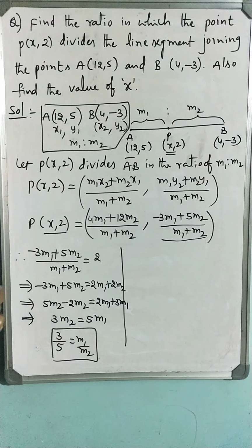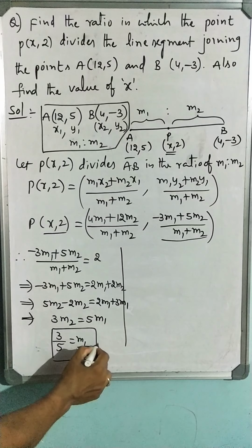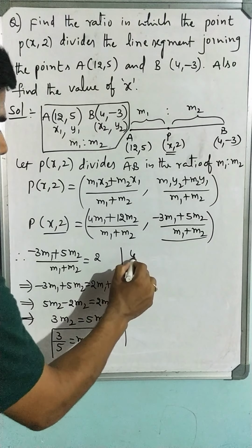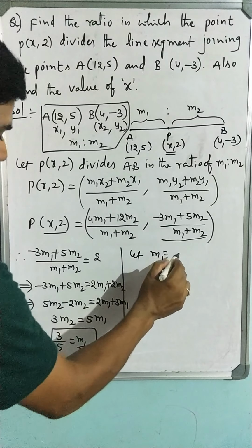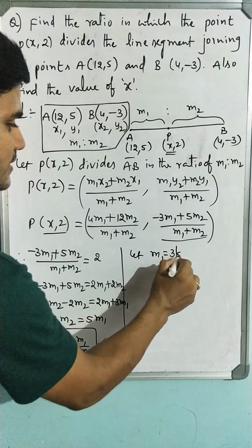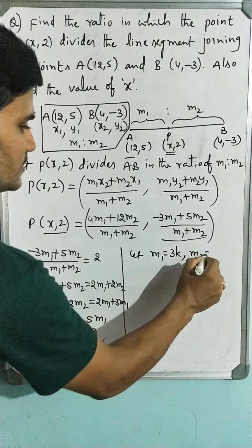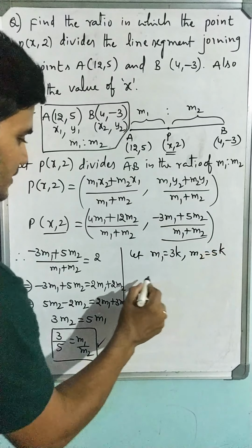Now you have to find the missing coordinate x. How to find? Let us see. As you got the ratio, let m1 be equal to some 3k units and m2 be equal to 5k units.